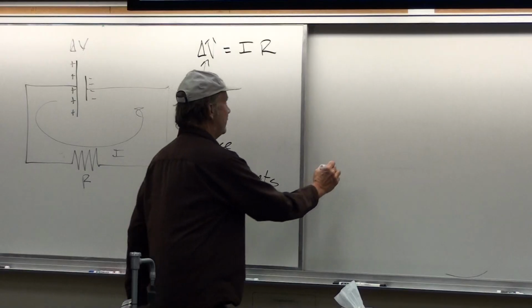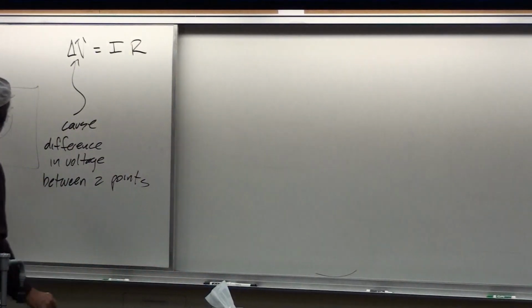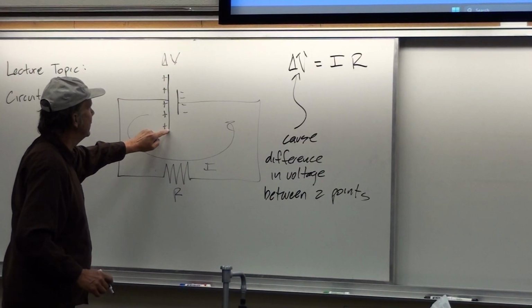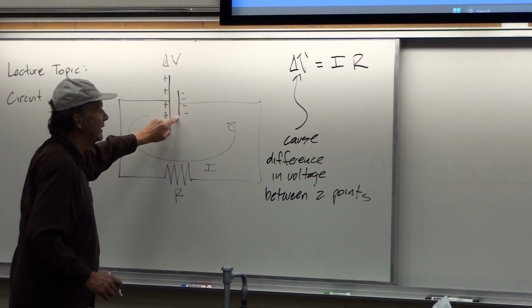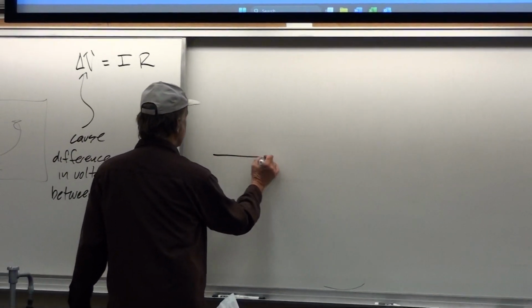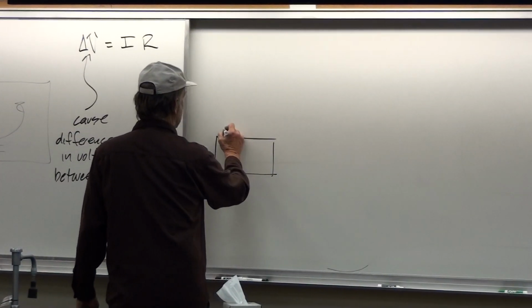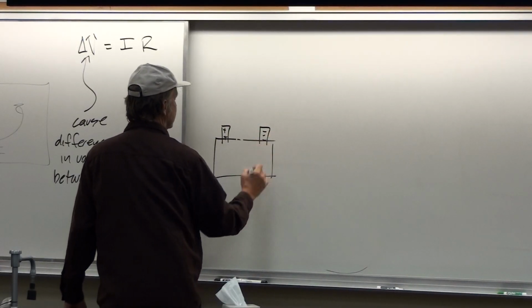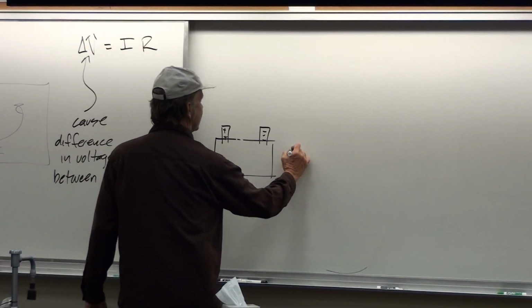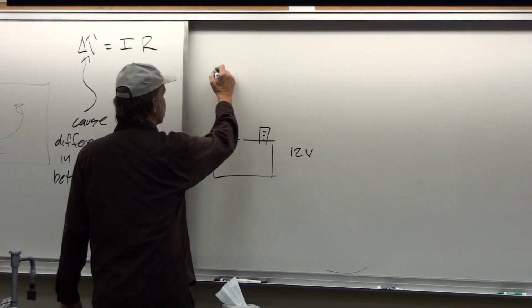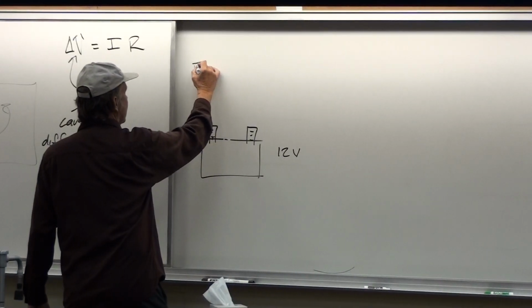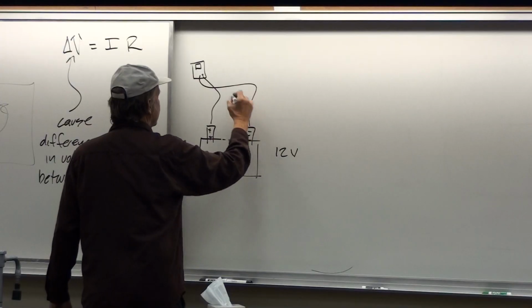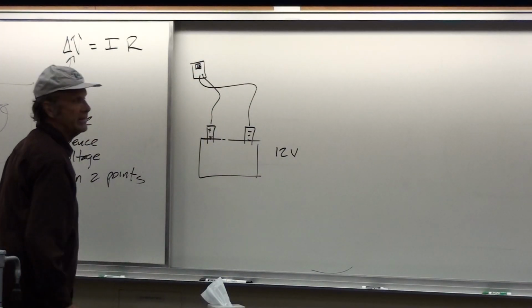For example, instead of having this symbolic representation for a battery, in which the longer side is the positive and the shorter side is the negative, we could draw a real live battery, represented a little more physically. Let's say this is a 12-volt battery, which means that if I took the voltmeter and put the positive end on this side and the negative end on that side, it would measure 12. And we did that last week.